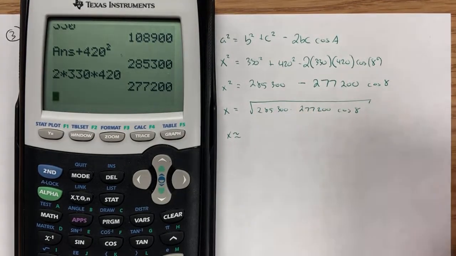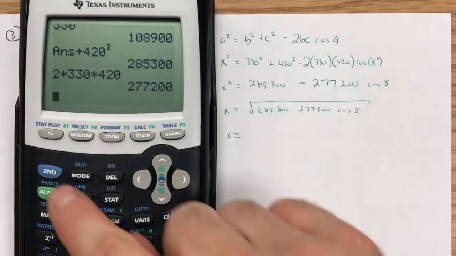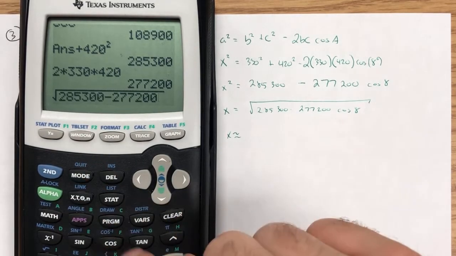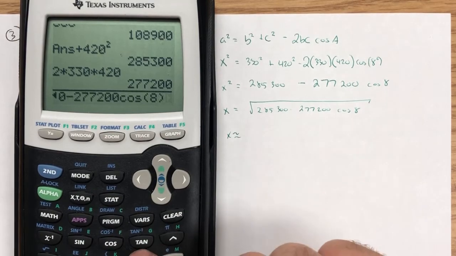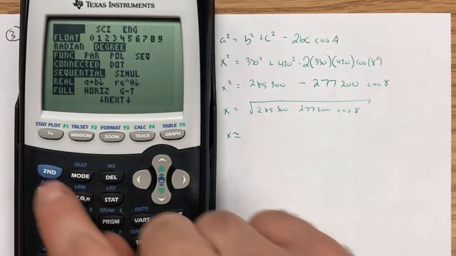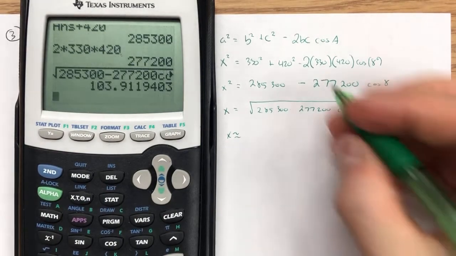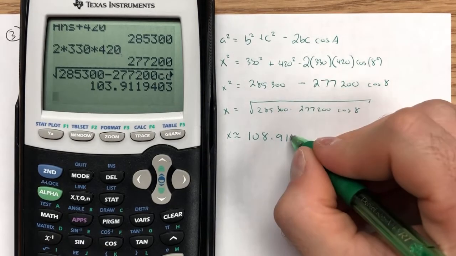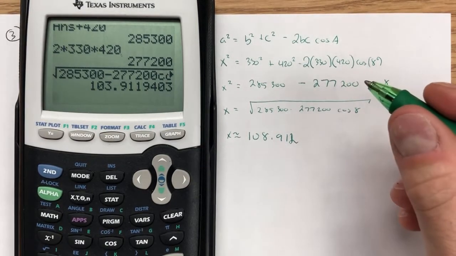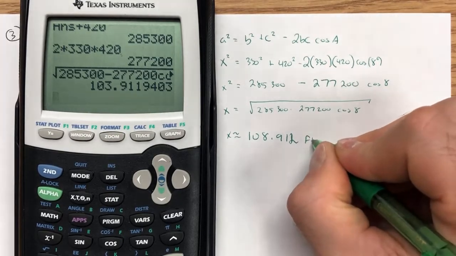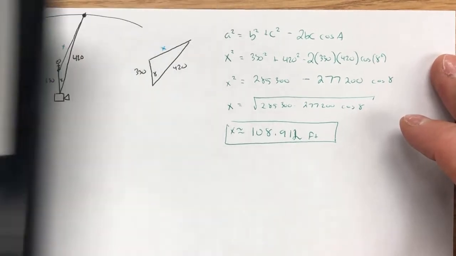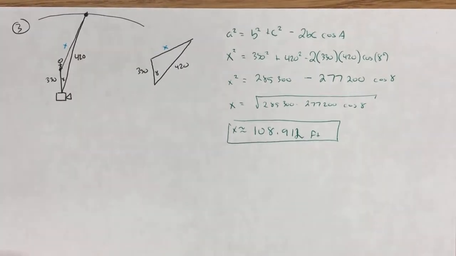And I'm going to go ahead and immediately plug this all into a calculator all at once. So we have the square root of 285,300 minus 277,200 times the cosine of 8 degrees. Double check my mode before I hit enter. I am in degrees. Good job. Hit enter. He's going to have to run roughly 108.911, which is going to round up to 108.912. What are we using? We're using feet. He's going to have to run roughly 108.912 feet. There we go. That's number 3.